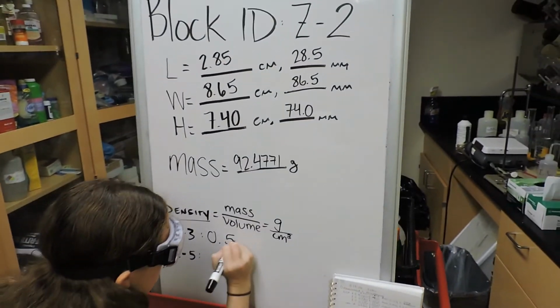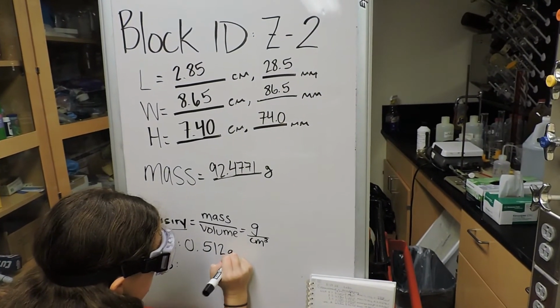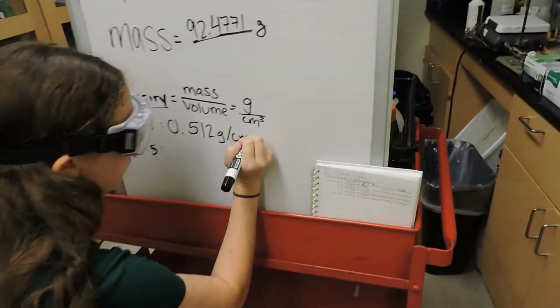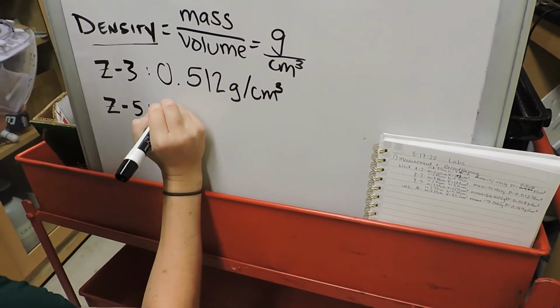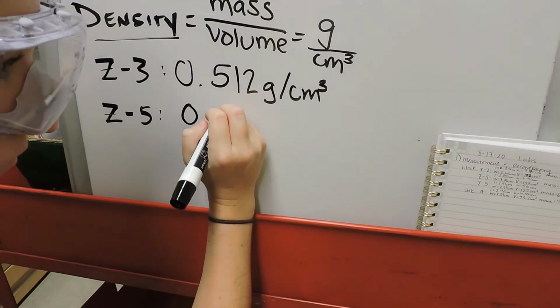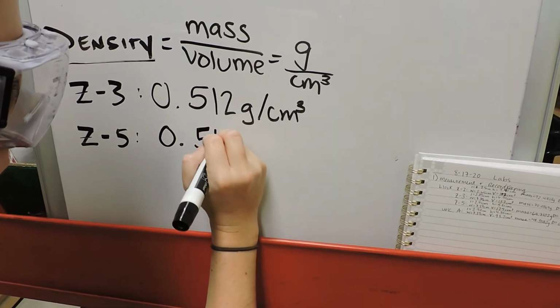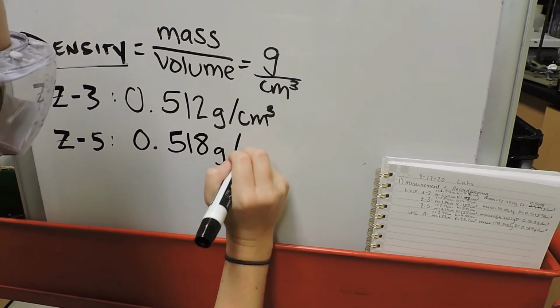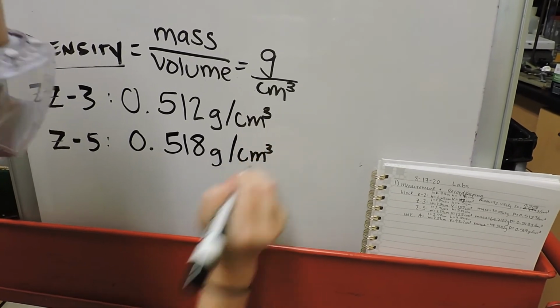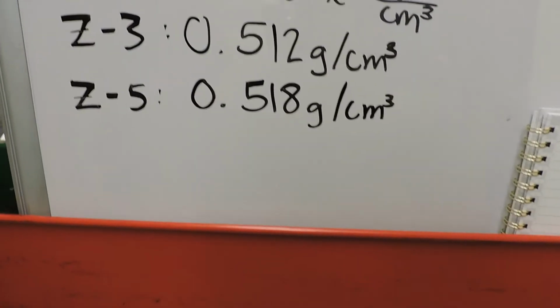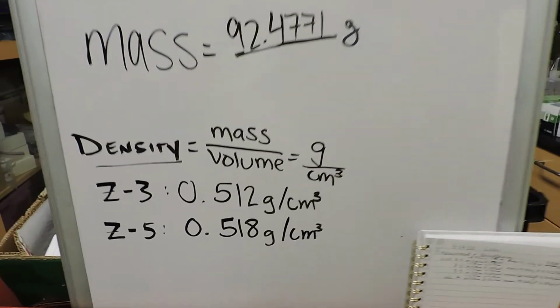It will be your responsibility to calculate the density of block Z2. The instructors here are calculating the density of blocks Z3 and Z5. The density for block Z3 is 0.512 grams per centimeter cubed. Z5 is 0.518 grams per centimeter cubed.